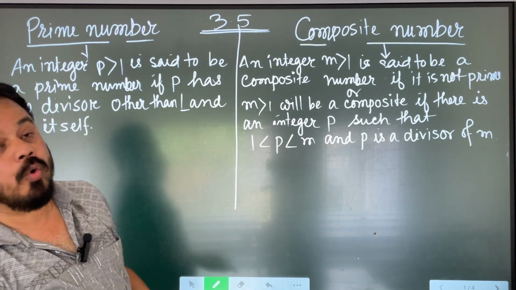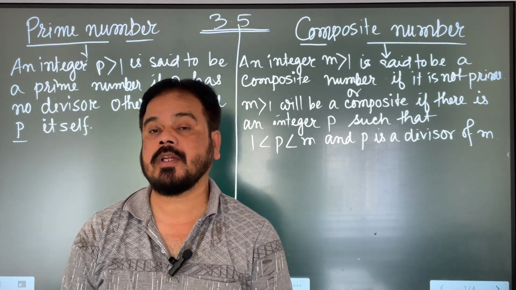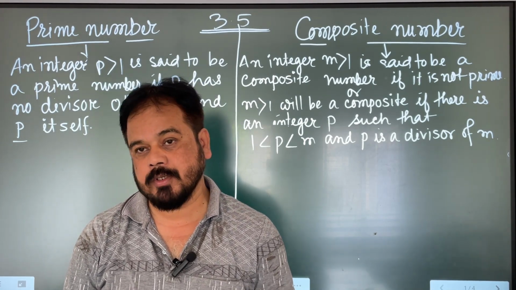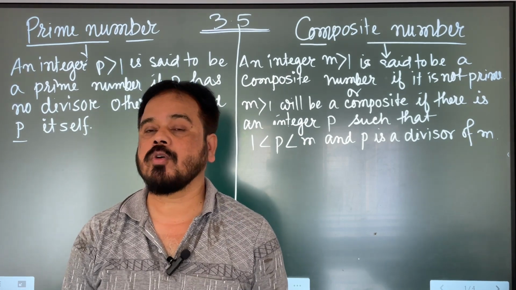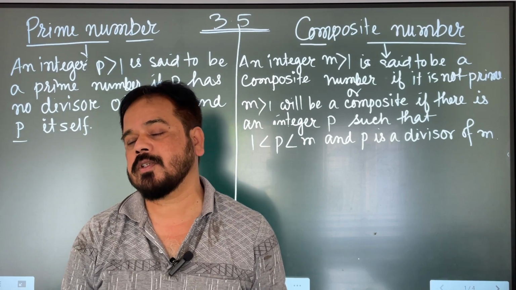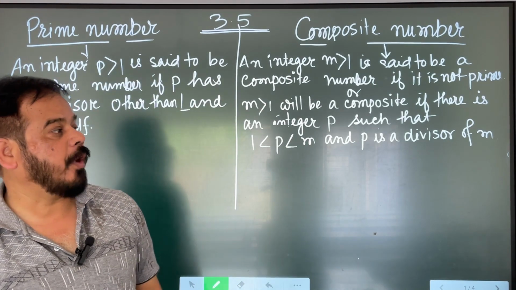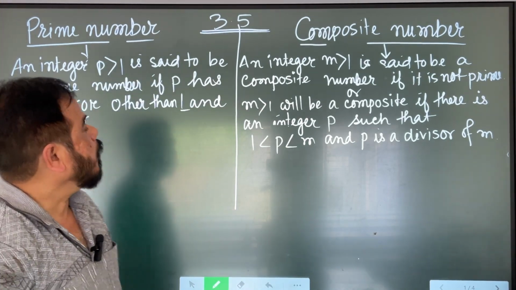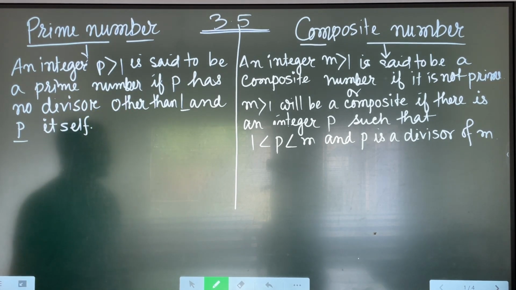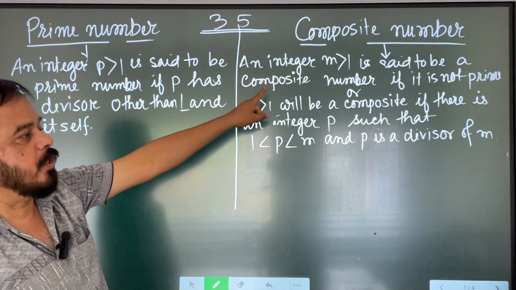Before we go to prime numbers and their properties, we have to know clearly about prime numbers and composite numbers. What is a prime number and what is a composite number? If we don't understand them clearly, we will have difficulties understanding the properties, theorems and examples. Here in the book itself the definitions are given for what a prime number is and what a composite number is.